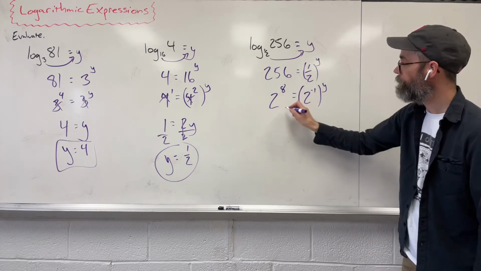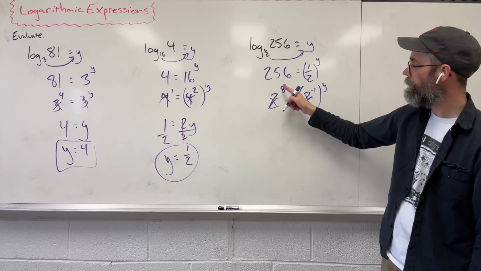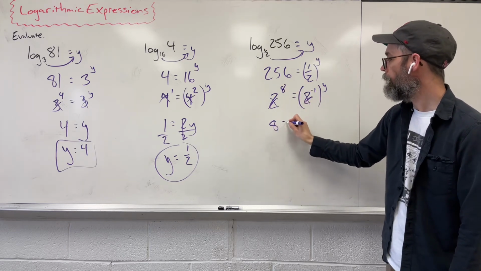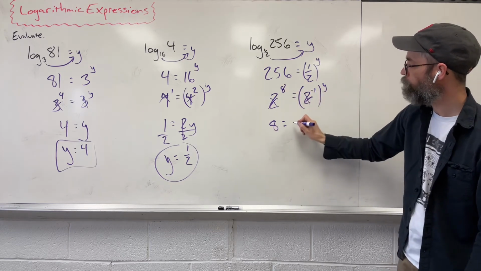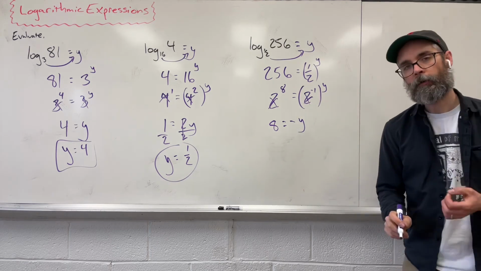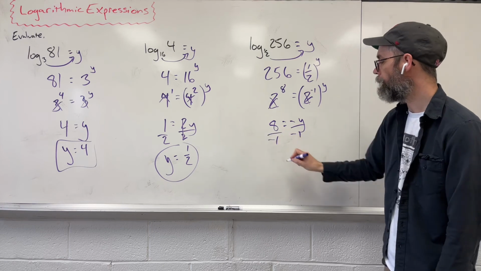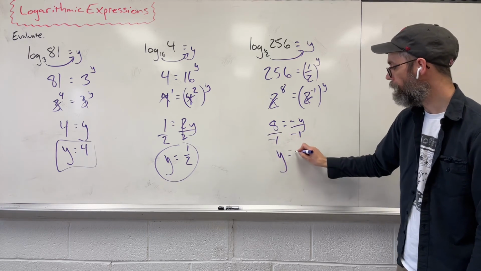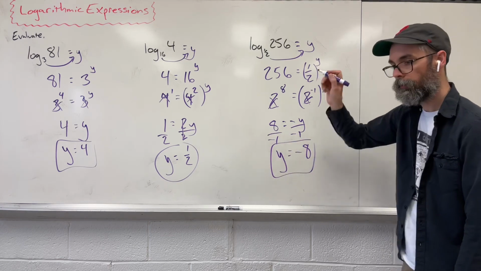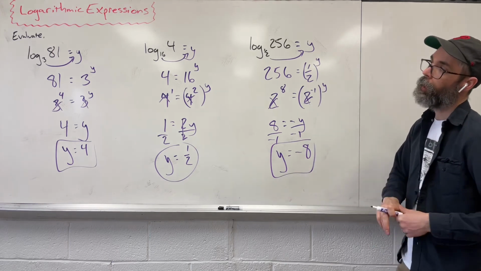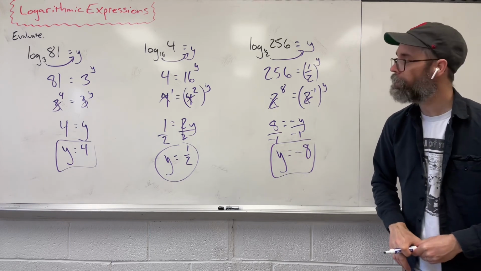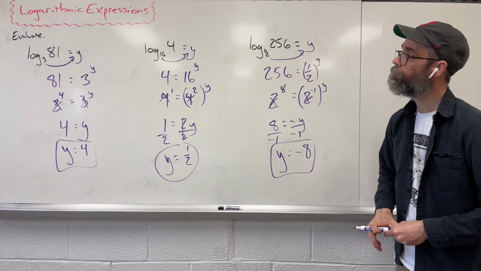Now, bases are the same. Ignore. We're going to take our exponents, set them equal to each other. 8 equals negative 1 times y, or just negative y. I want this to say y equals, not negative y. So we divide by a negative, leaving us with y equals negative 8. And that is solving logarithmic expressions with rules of exponents.